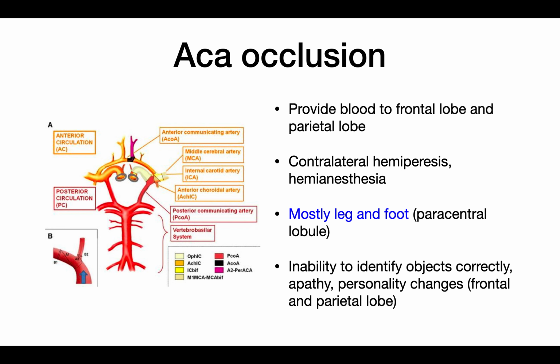Okay, so anterior communicating artery occlusion will cause contralateral hemiparesis and hemianesthesia, mostly in the leg and the foot, because it provides blood to the frontal lobe and the parietal lobe. So remember, parietal lobe is your motor cortex. And thanks to the stroke in the frontal lobe, there's going to be an inability to identify the objects correctly, change in personality, so there's apathy, and there's usually some kind of confusion involved.